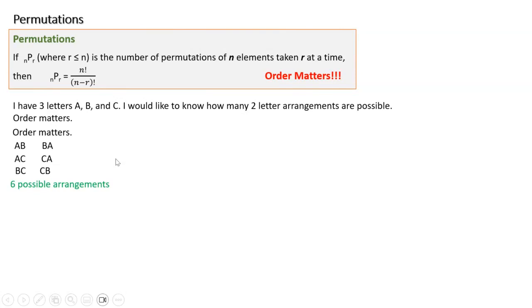Okay, now let's apply the formula here. So it's going to be 3P2. So it's going to be 3 factorial over (3 minus 2) factorial, which results in 3 factorial over 1 factorial. That is going to give us 3 times 2 times 1 over 1, which gives us 6. The answer is 6.